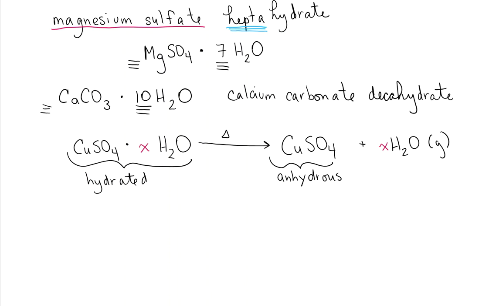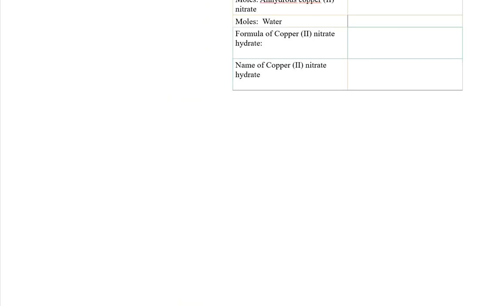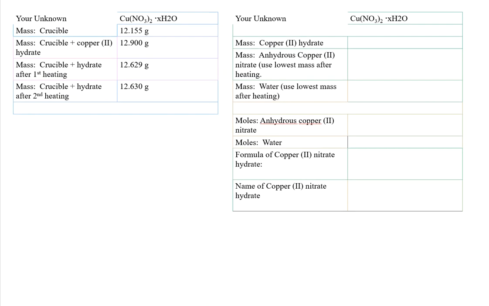But really what I care about right now is the nomenclature. When it has the waters associated with it, that's called hydrated. When it has the water molecules driven off, that is called anhydrous. So let's take a look at your first part of the Prelab. Here we go.